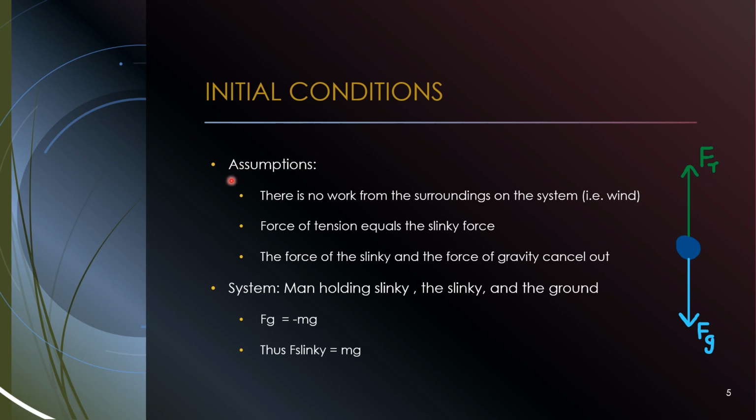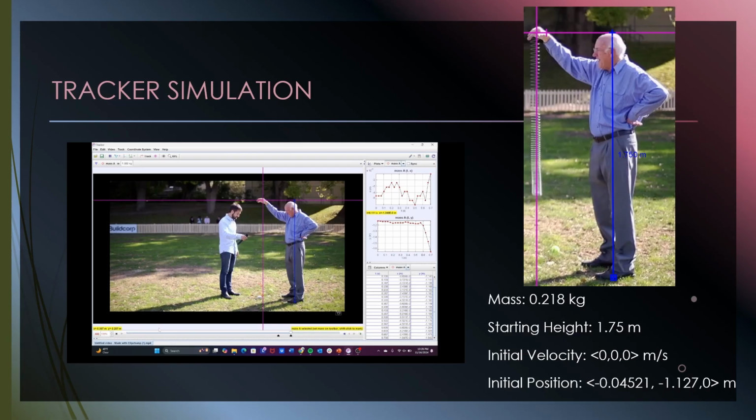Now, our assumptions. I'm assuming that there's no work from the surroundings of the system, like no wind and no external forces, nothing. The force of tension also equals the Slinky force. I also assume the force of the Slinky and the force of gravity cancel out. Our system is the man holding the Slinky and the ground itself. We're saying the force of gravity equals negative mg, thus the force of the Slinky is going to equal mg to cancel out, as you can see in this little force diagram to the right.